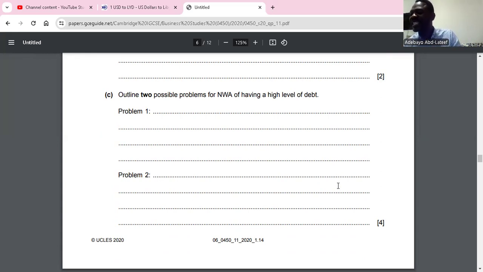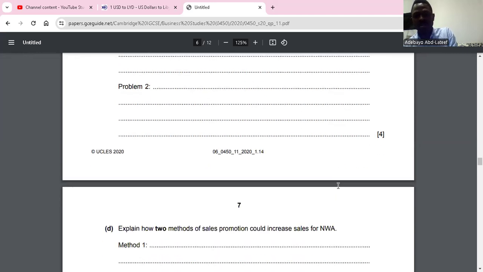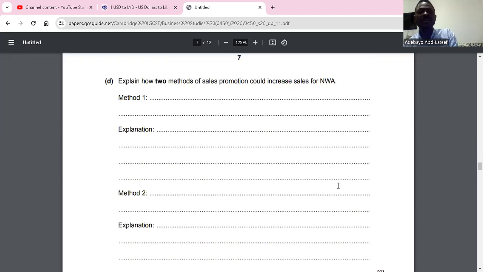Two, inability to get additional finance. As most of the loans based on the case study are going to be through bank loans, this will reduce the confidence banks have on UNWA. They won't be able to give it additional. It becomes a high risk for them. Is it clear? Yes. I said two, I mentioned that. So we'll go to question D.